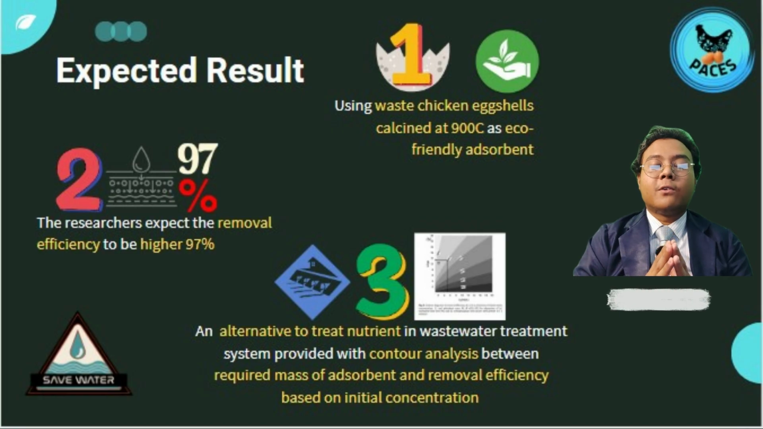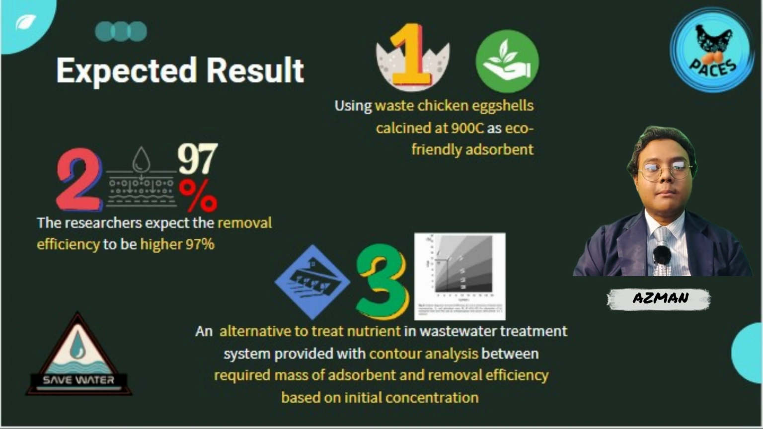We expect to remove phosphorus from synthetic wastewater and domestic wastewater with different masses of adsorbent and compare the results between the two. We expect to achieve a removal efficiency higher than 97%. Hypothetically, the larger the mass of adsorbent, the higher the removal efficiency, due to the increase of surface area for the sorption process as the mass increases.